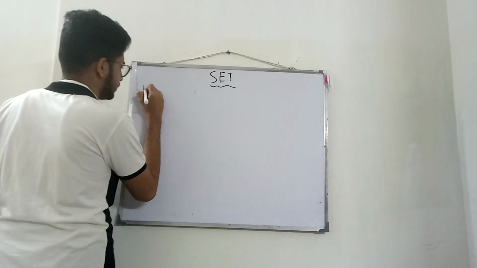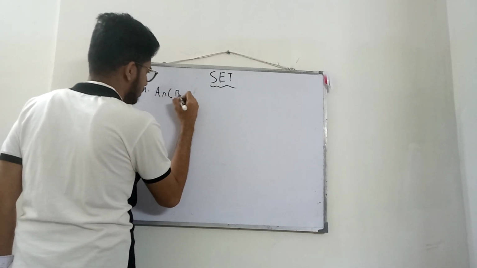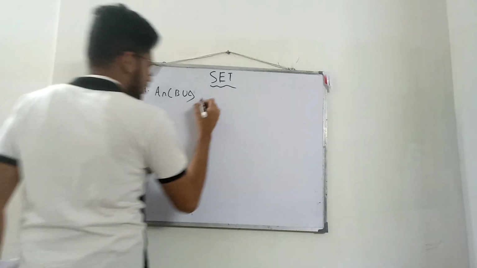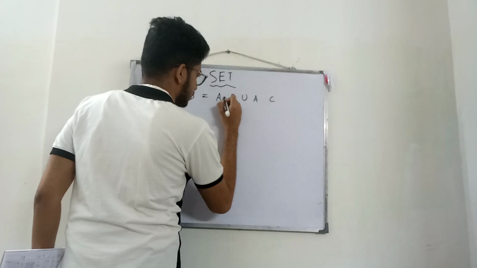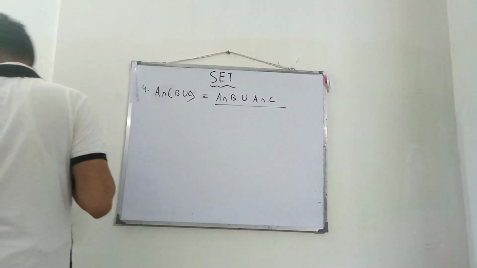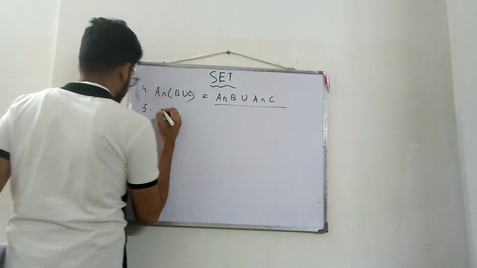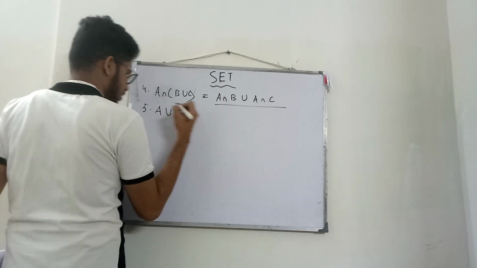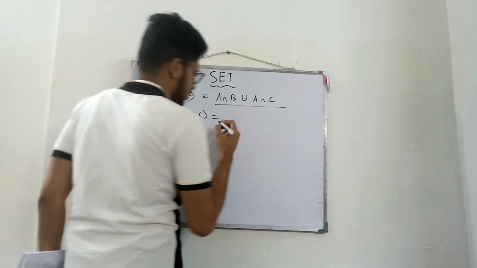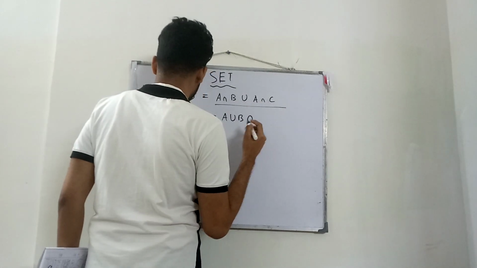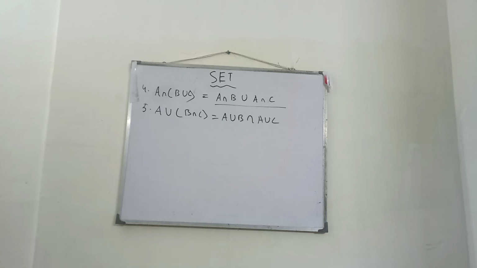Suppose we want to write A intersect B union C. This can be written as A intersect B union A intersect C. Then go to the next part, which is A union B intersect C. This also we can write as A union B intersect A union C. Note it down, then we will move to the next part.